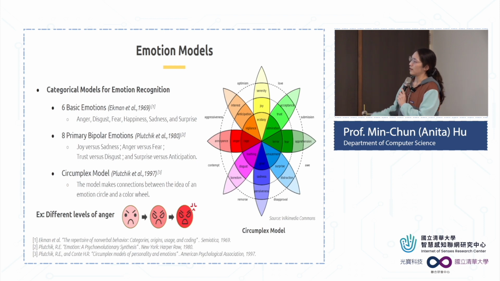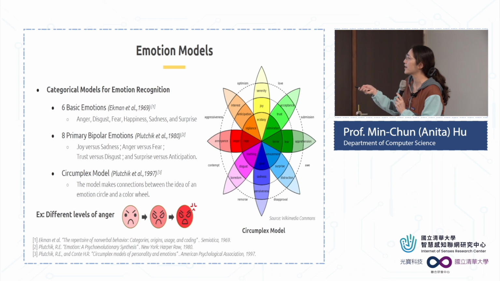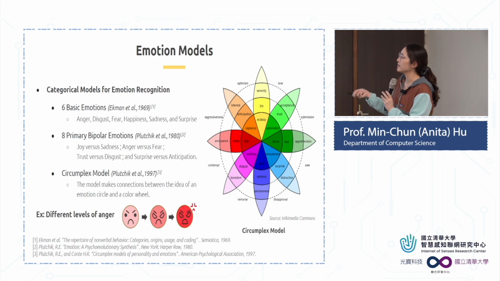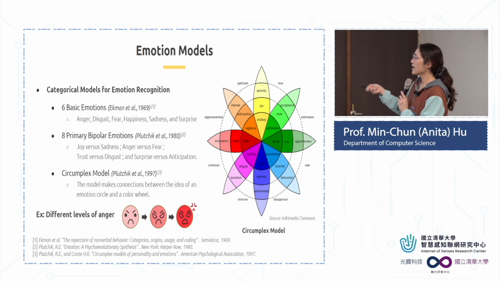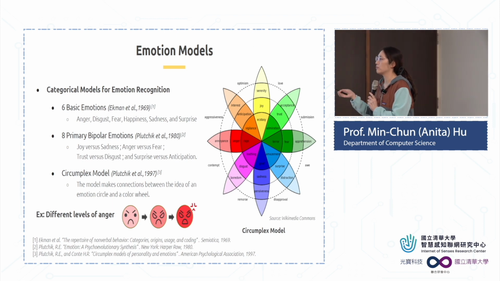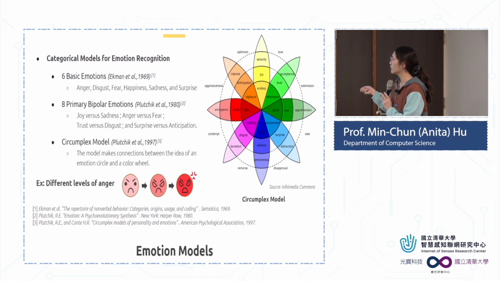In the field of psychology, researchers try to classify human emotions based on different models. For example, we can classify emotion into six categories like anger, disgust, fear, happiness, sadness, or surprise. Or we can divide them into more fine-grained categories like the primary bipolar emotions or the circumplex model. However, these kinds of emotion models are difficult for modeling different levels of anger or specific emotions.